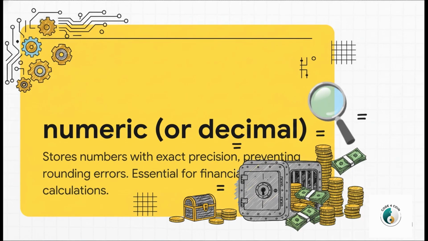Now, this one is super important, numeric. You've got to think of this as your digital Fort Knox. It stores numbers with perfect, exact precision. No weird rounding errors no matter what. It might be a tiny bit slower, but when accuracy is everything, this is the only choice.